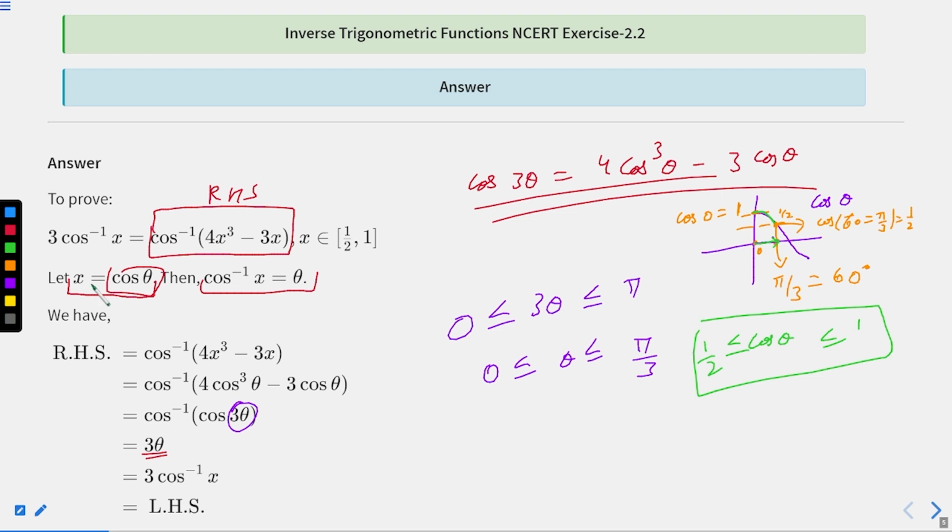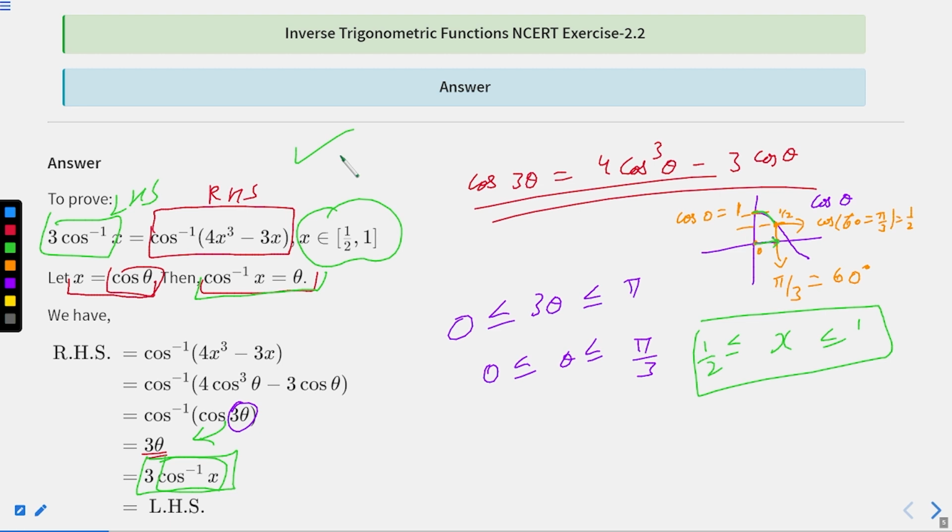So the x value must be in half to 1. Indeed, it is already given that x belongs to the closed interval half to 1. That's why we can easily write cos inverse cos 3 theta as 3 theta. Now the theta value is cos inverse x, and this is our left hand side. So we showed 3 cos inverse x is equal to cos inverse of 4x cube minus 3x whenever x belongs to the closed interval half comma 1. I hope that you are getting the proof.